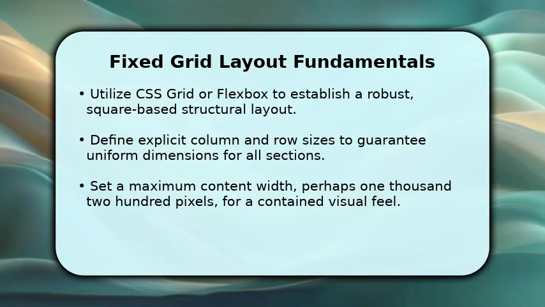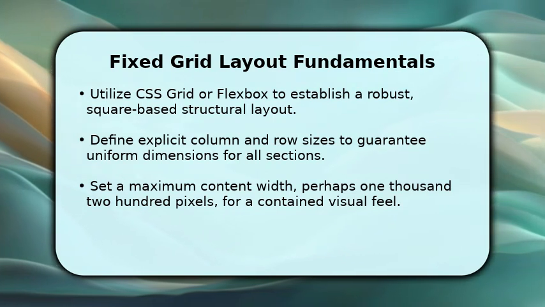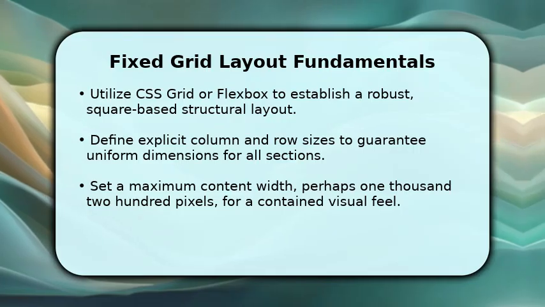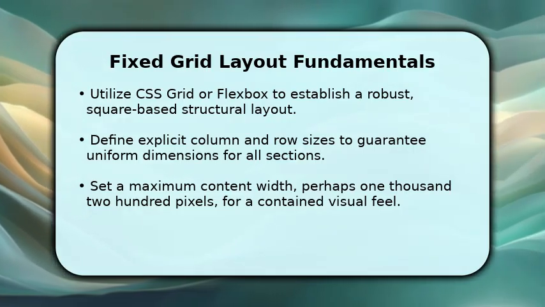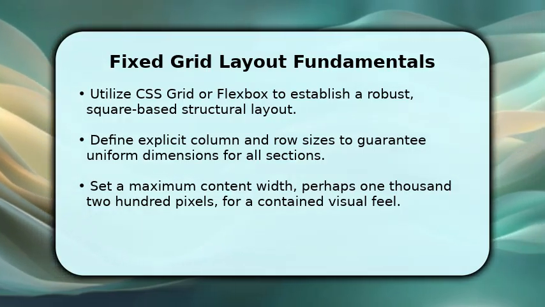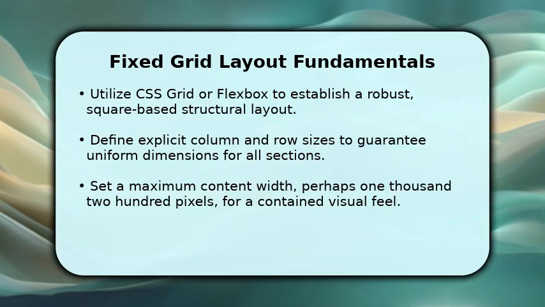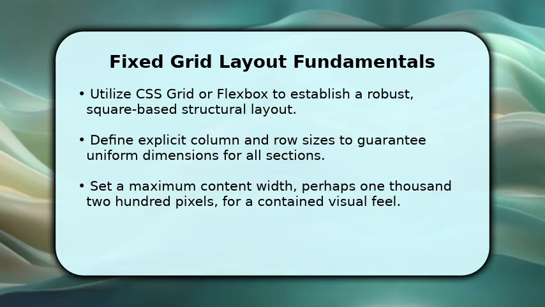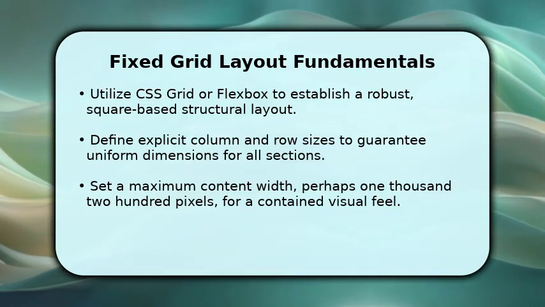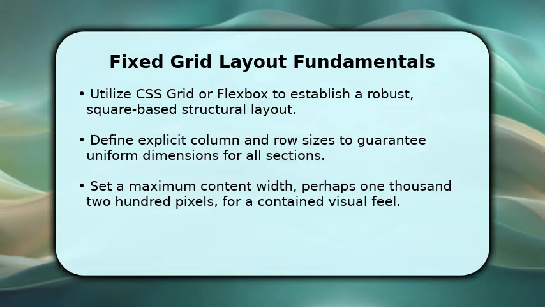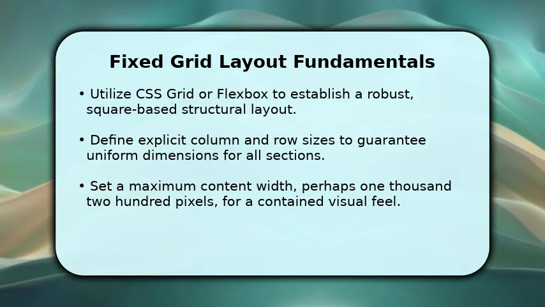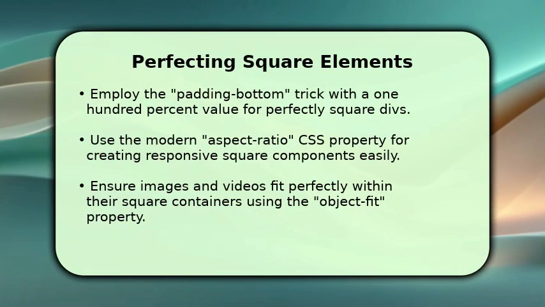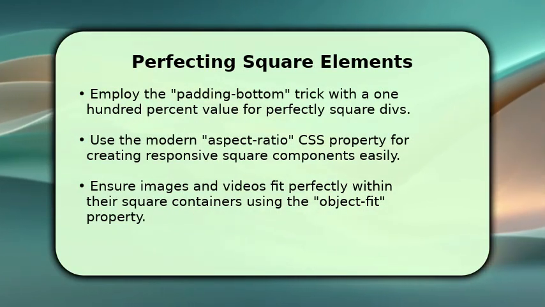To achieve a truly square website, begin by establishing a fixed grid layout using CSS Grid or Flexbox. This foundational step allows you to define precise column and row dimensions, ensuring every section aligns perfectly. Consider setting a maximum content width, for example, 1,200 pixels, to maintain a consistent, contained presentation that reinforces the square aesthetic. Making individual elements perfectly square is crucial.